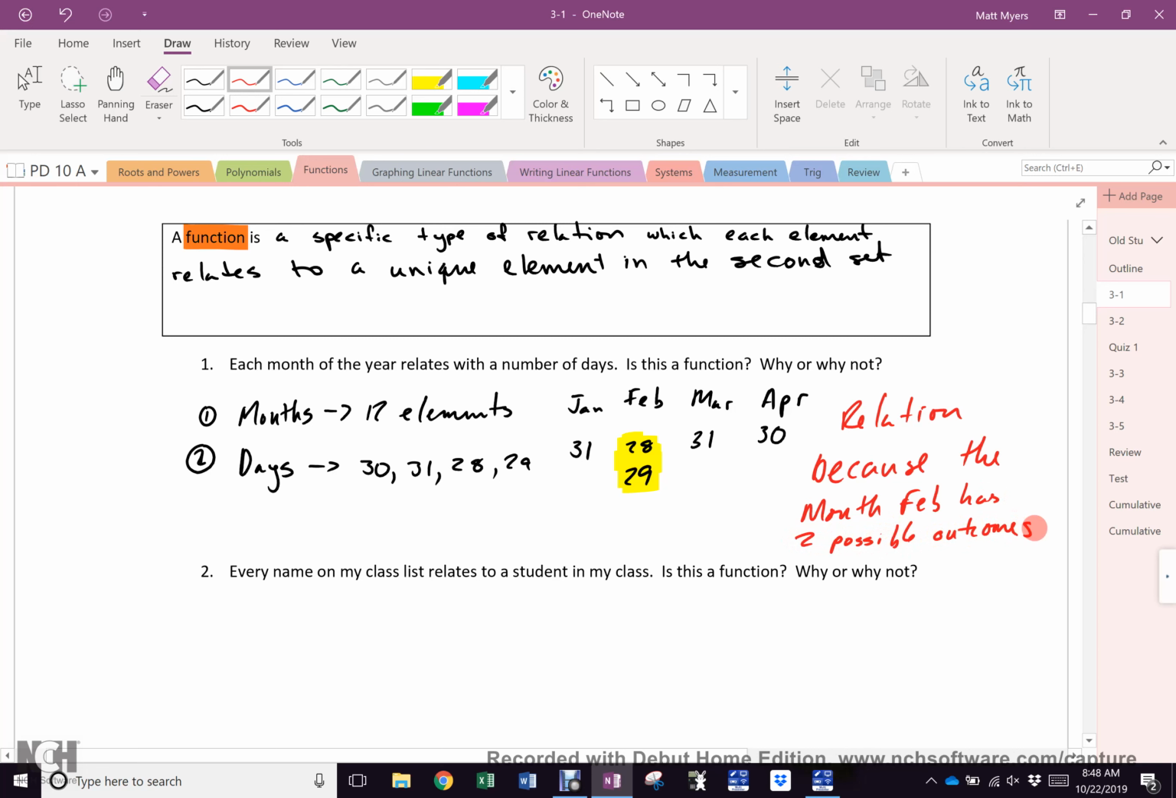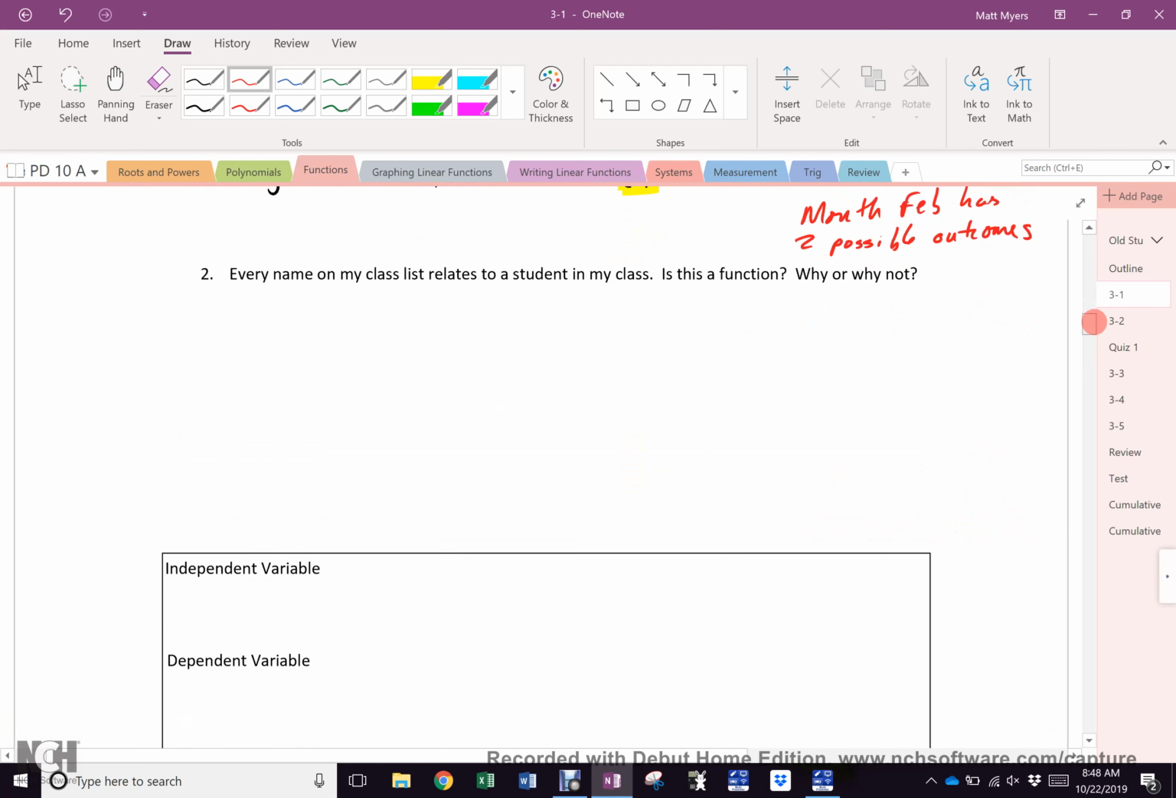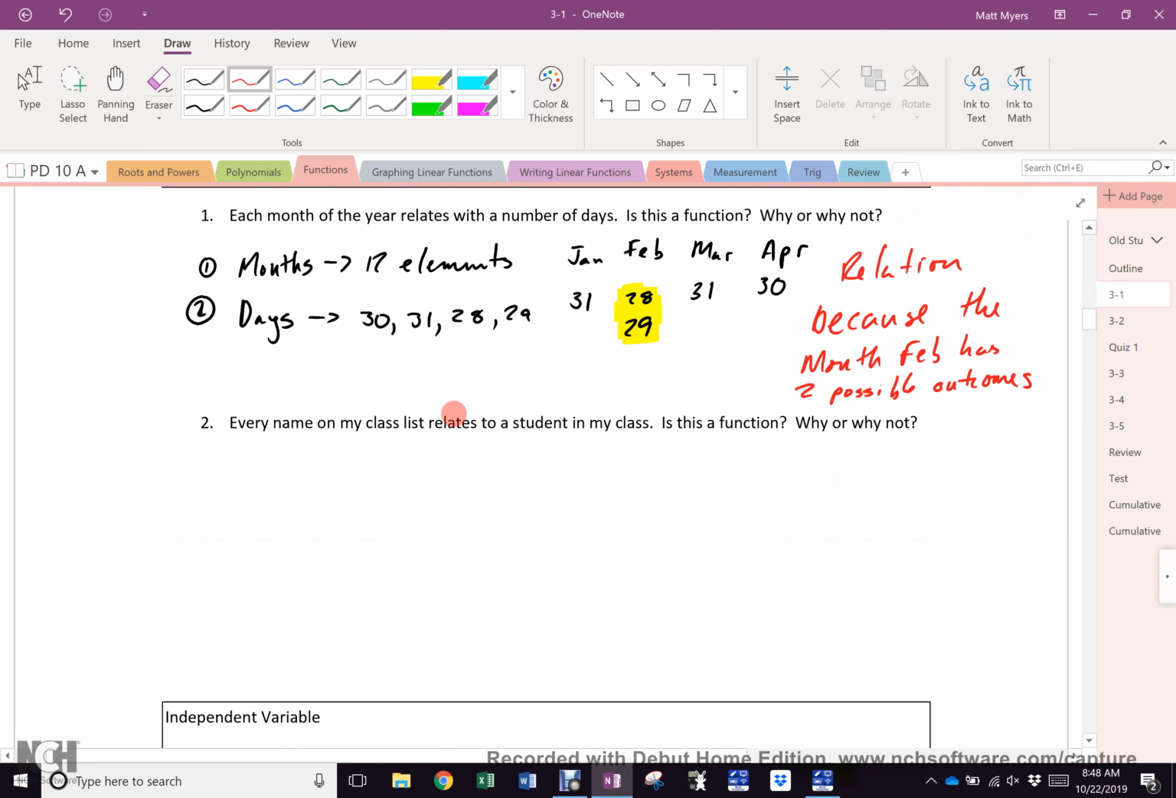Now, at the end of this page, I'm going to throw out some more vocabulary, but I don't want to do that until after. Actually, I'm going to do it right after we do number two. So number two, this is again that same one I was doing. Every name in my class relates to a student in my class. What is set one? Names, okay. And what is set two? The actual student, right? So that student right there, student one, right?